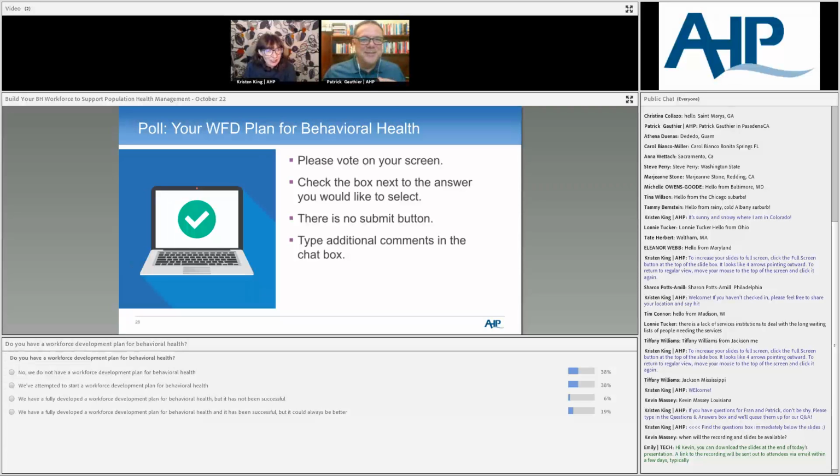So here's what I'm seeing. We're kind of evenly divided between no plan and having attempted to start one. And then we were also evenly divided, but with smaller numbers, between fully developed and not successful or fully developed and in improvement. But at the last second, someone switched from not successful to can always be better. So Patrick, tell us what this means.